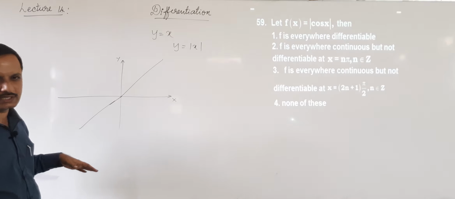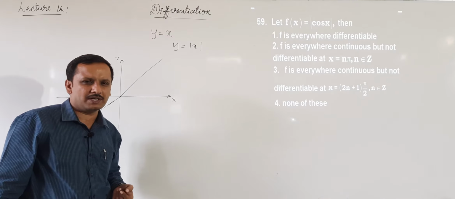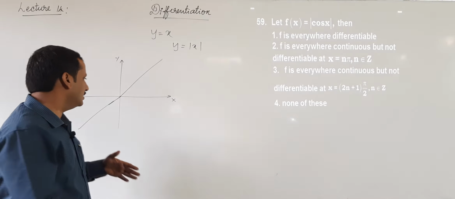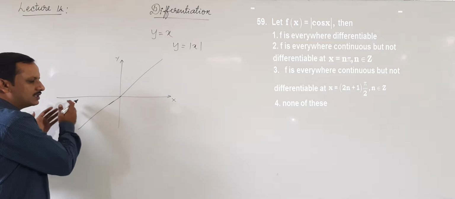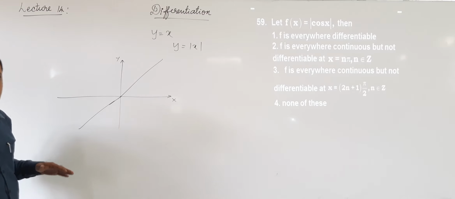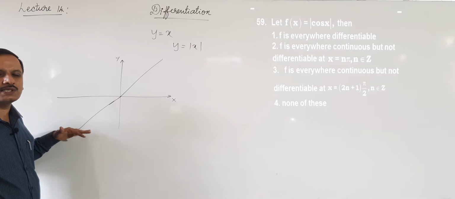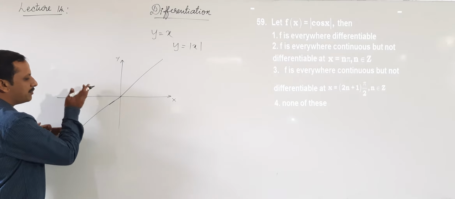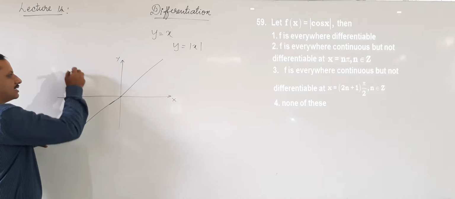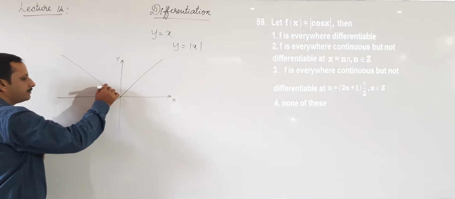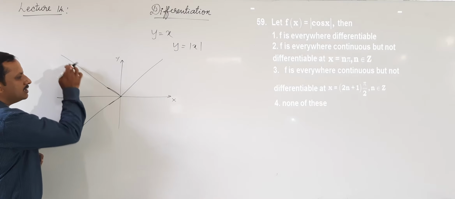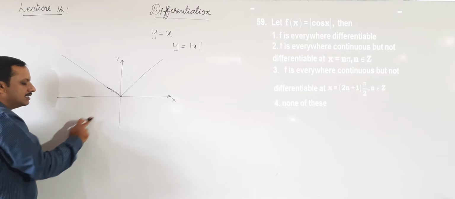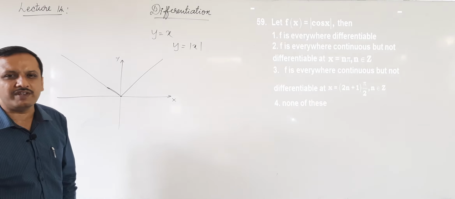This is the graph of y equal to x. If you want to draw the graph of y is equal to mod x, what you need to do is look at the portion of the curve which lies below the x axis. This is the portion of the curve before 0 that lies below the x axis. Whatever portion lies below the x axis, you take its image with respect to the x axis. The image of this with respect to the x axis will be here. Then remove this. That's it. This is the graph of mod x, which is very well known to you.